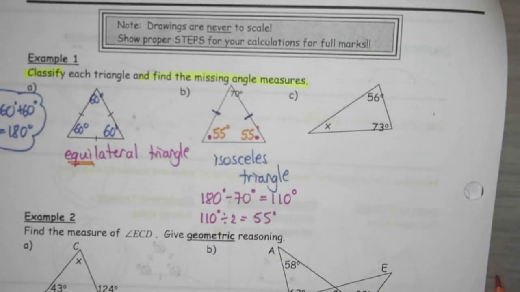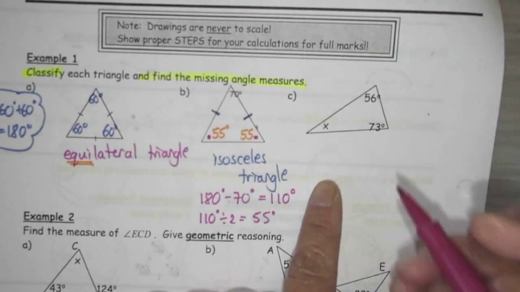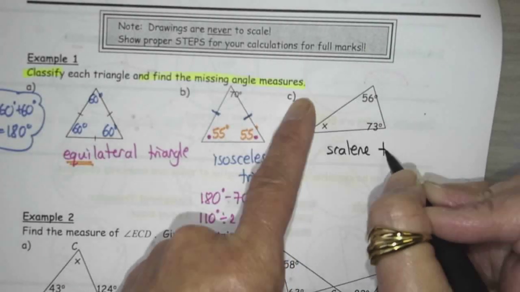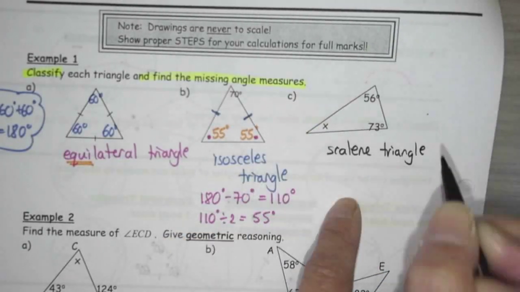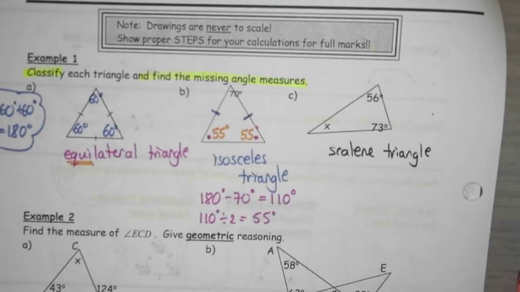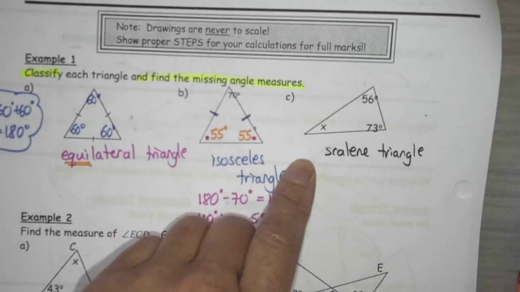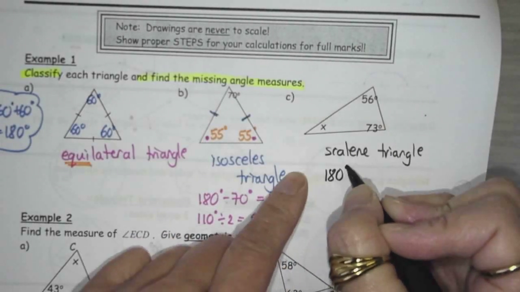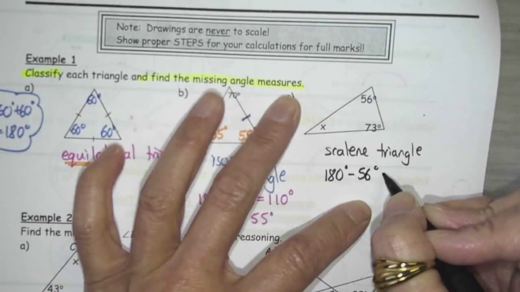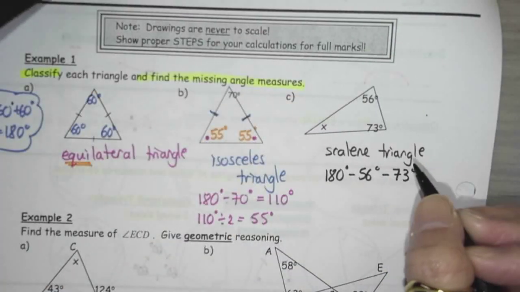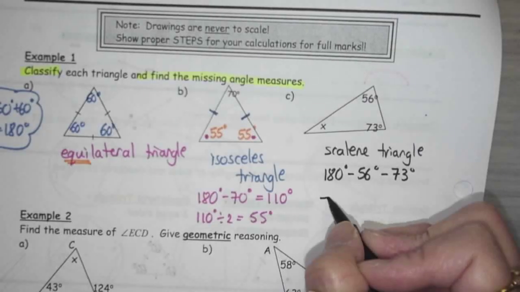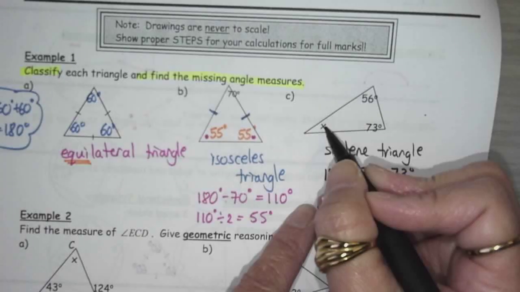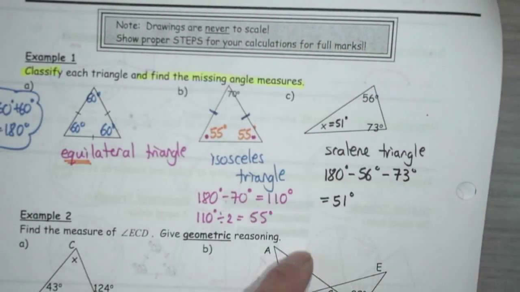This one here, the type of triangle is nothing looks the same, so we're just going to call this one a scalene triangle. A scalene triangle. And that means that nothing's the same, but we still know that it adds to 180. So I'm going to do 180 minus the 56, and then minus the 73. If we do that, then I will get 51 degrees. So that means x is 51 degrees.